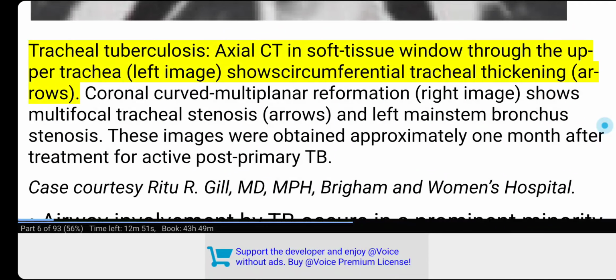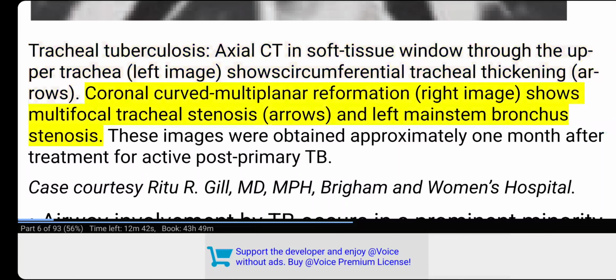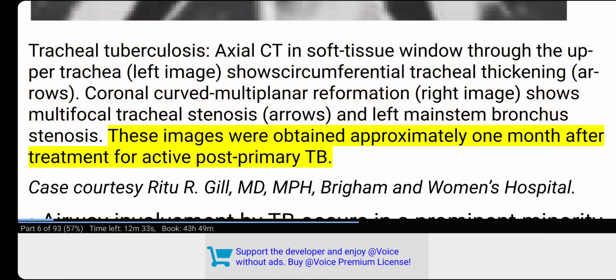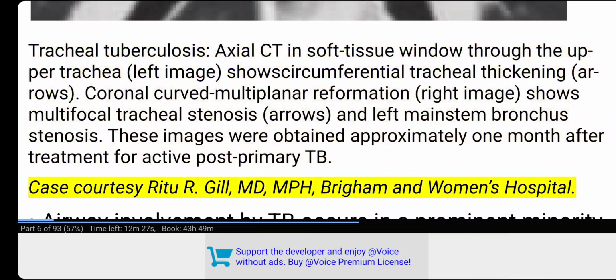Tuberculosis. Tracheal tuberculosis. Axial CT in soft tissue window through the upper trachea, left image, shows circumferential tracheal thickening, arrows. Coronal curved multiplanar reformation, right image, shows multifocal tracheal stenosis, arrows, and left mainstem bronchus stenosis. These images were obtained approximately 1 month after treatment for active post-primary TB. Case courtesy Ritu R. Gill, MD, MPH, Brigham and Women's Hospital.